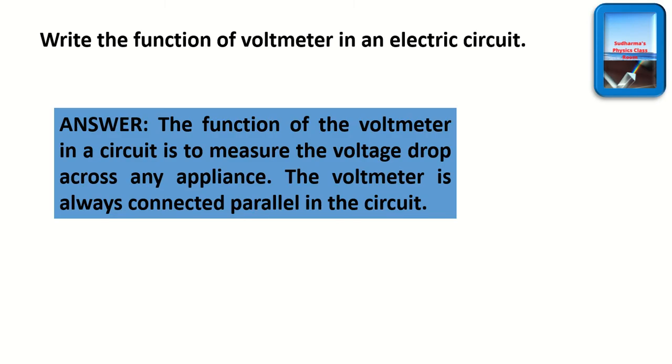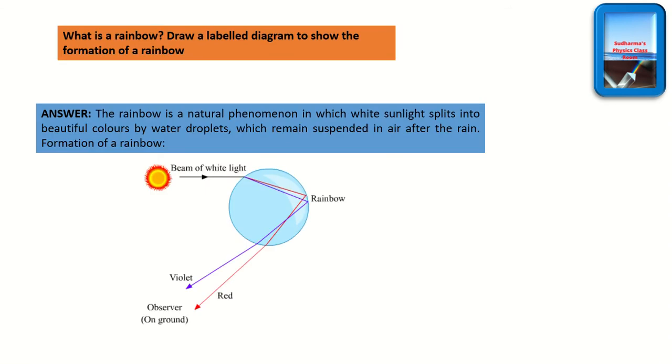Write the function of voltmeter in an electric circuit. So as we know, the function of a voltmeter is to measure the potential difference across any appliance or any circuit element. So the function of the voltmeter in a circuit is to measure the voltage dropped across any appliance, and the voltmeter is always connected in parallel to the circuit.